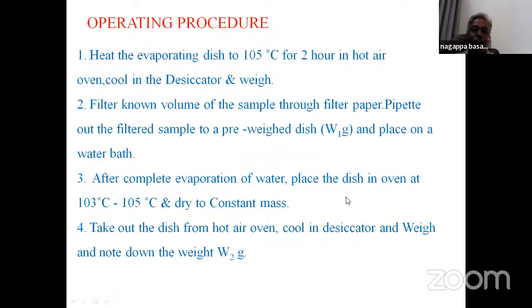Heat the evaporating dish at 105 degrees. Filter a known volume of sample through Whatman number 41 filter paper. Please remember this: 41 filter paper has to be used for dissolved solids. Pour the filtered sample into a pre-weighed dish. Initially, take the empty dish weight, pour in a known volume of the sample, and evaporate it on the water bath. After completion of the evaporation, keep it in the hot air oven, then desiccate, then weigh it.